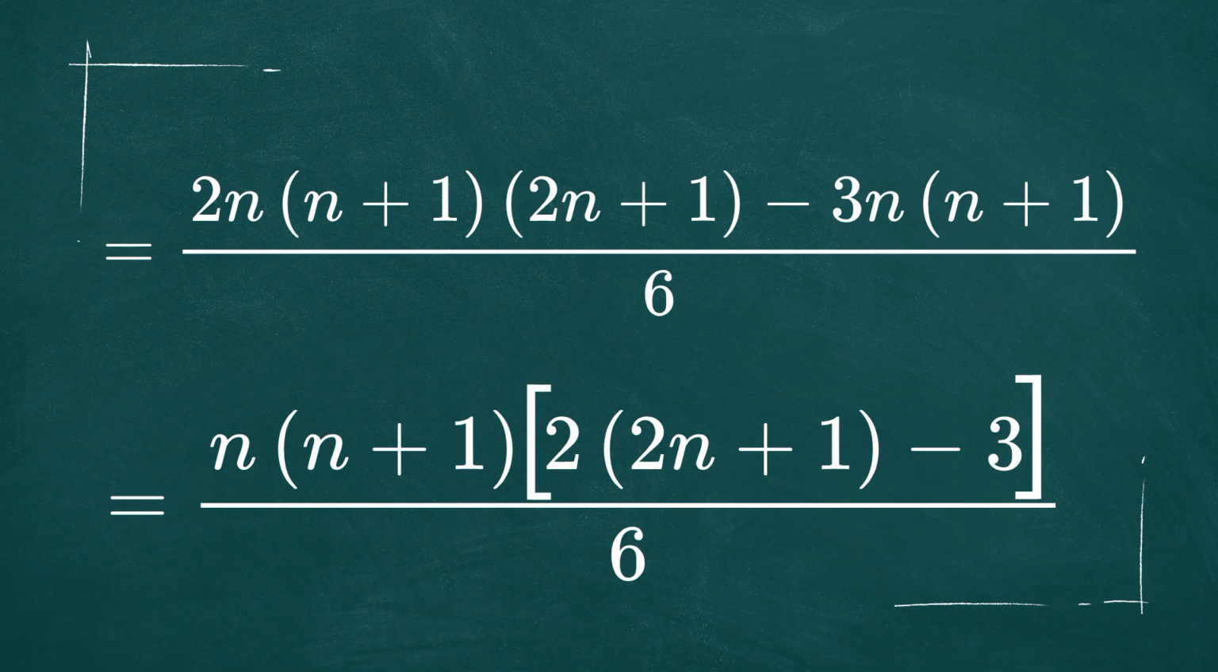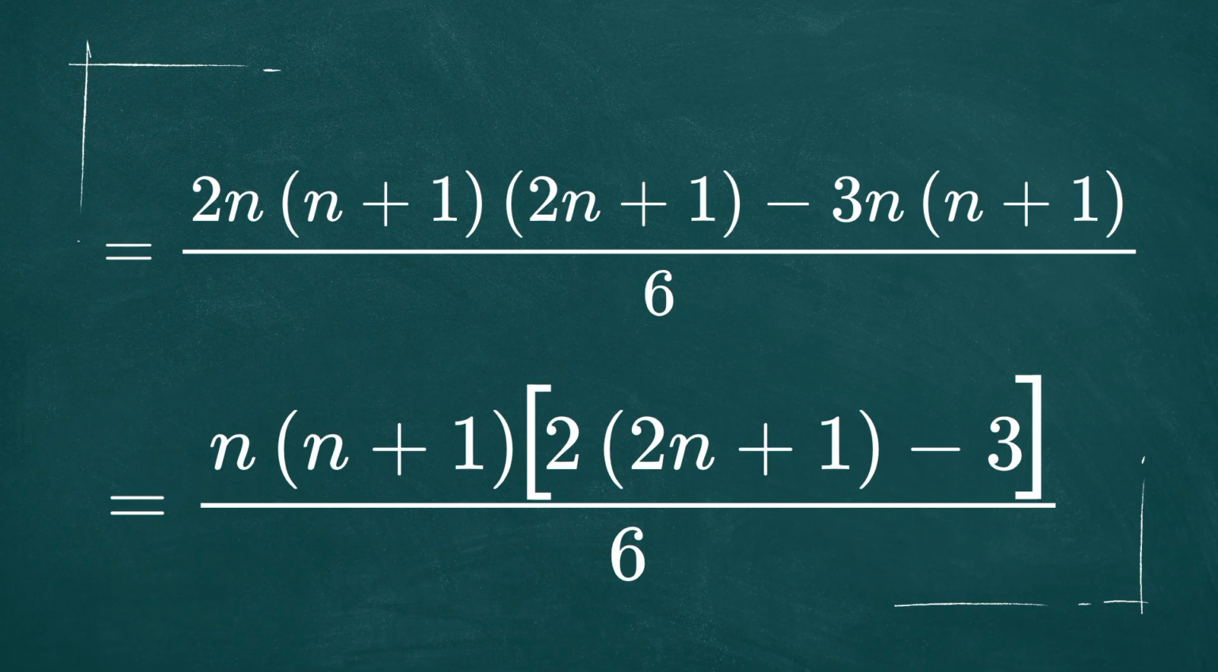As you can see, there are common factors, which are n times (n plus 1). So basically, we can factor them out. So it will become n times (n plus 1) times [2 times (2n plus 1) minus 3] all over 6.